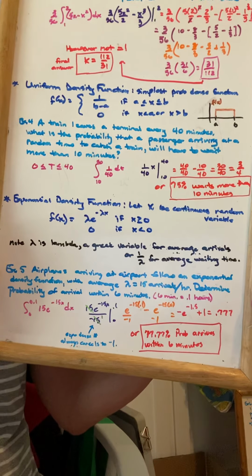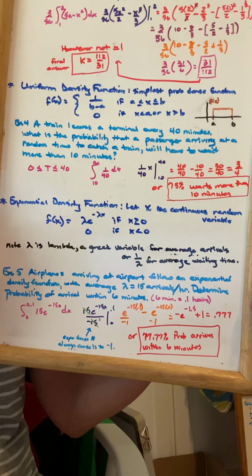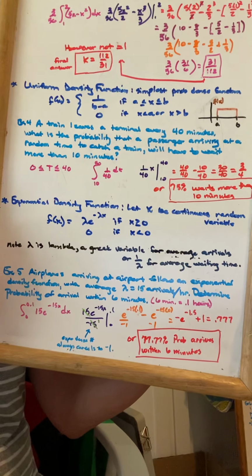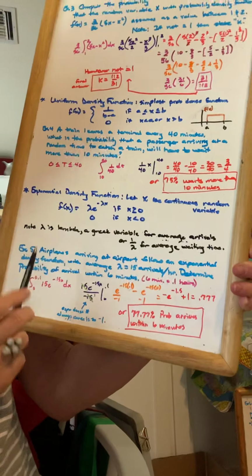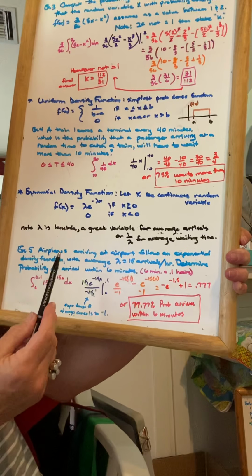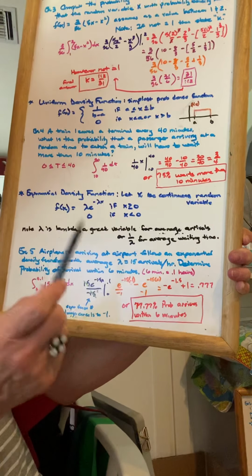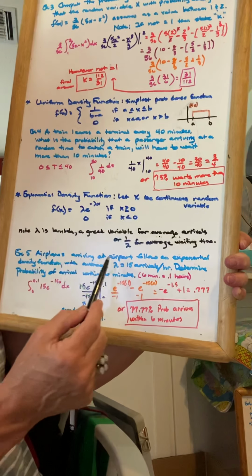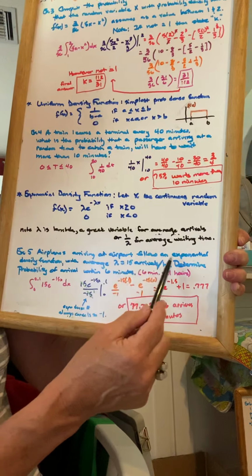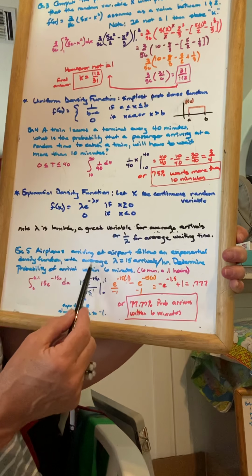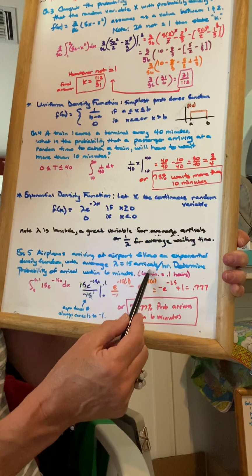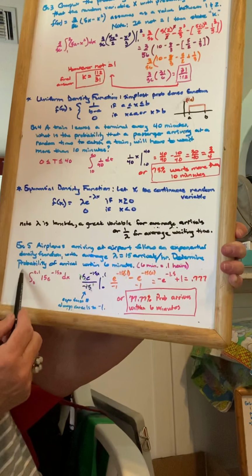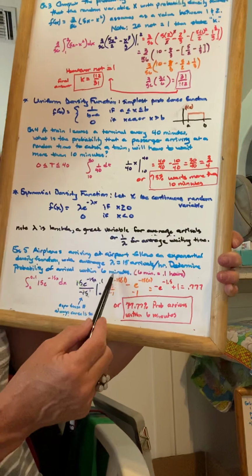That's probably going to be the hardest part of picking out a problem when you're doing these, not anything else. All right, we're going to start example 5. Airplanes arrive. So right now you're thinking arrive, so you're going to use the lambda. Airplanes arriving at an airport follow an exponential density function with the average of lambda equals 15 arrivals per hour. Determine the probability of arriving within 6 minutes.